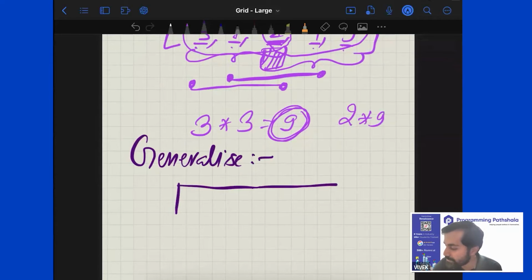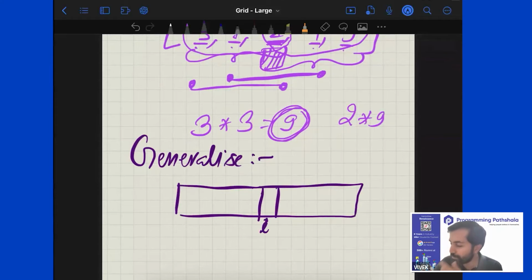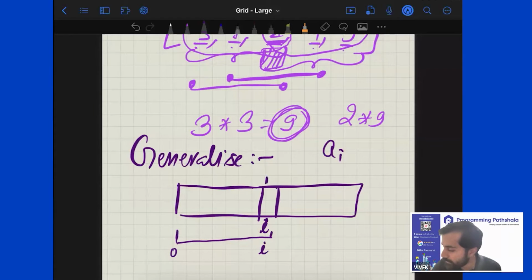So let's say that's your array, okay? And this is your index I. And you are interested in the contribution of A of I. So can I say that any subarray whose starting point is from 0 till I and ending point is from I till n minus 1. Any such subarray whose starting point is from here to here and ending point is from here to here will pass through it and thereby it will contain this.